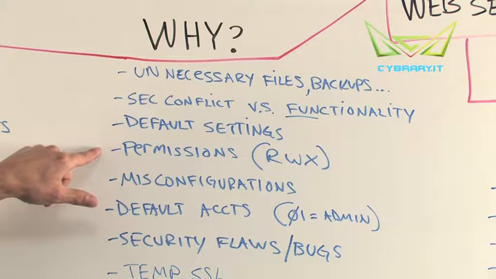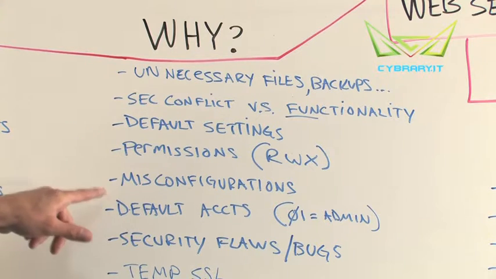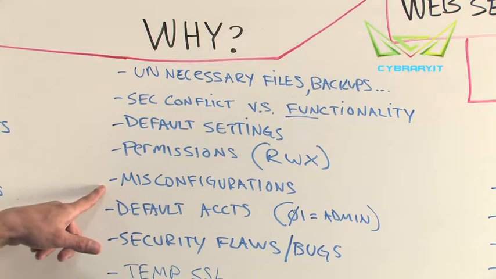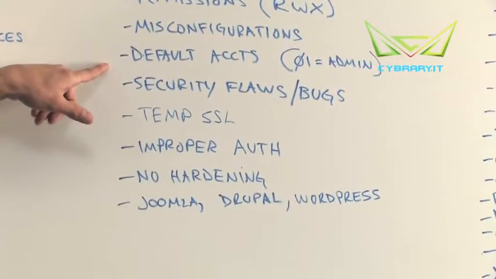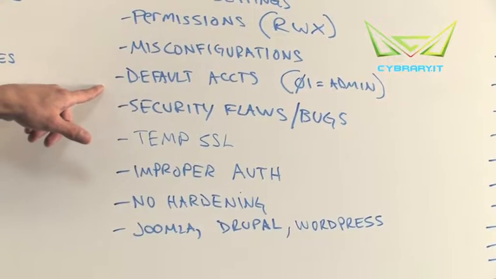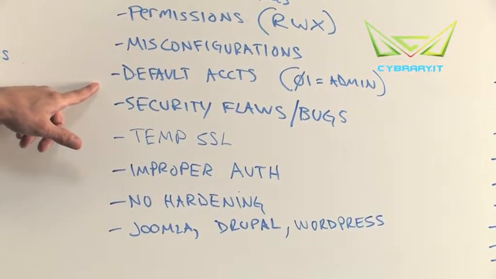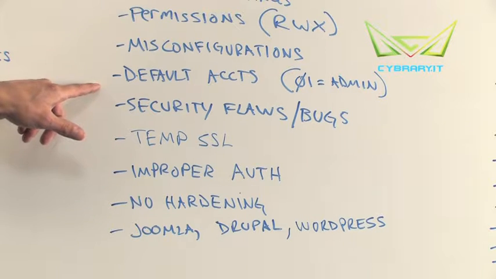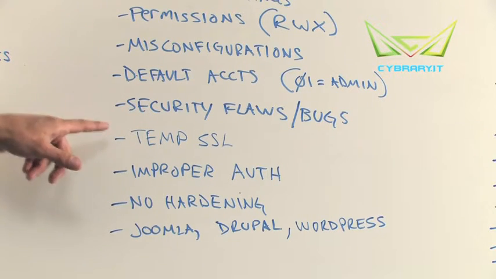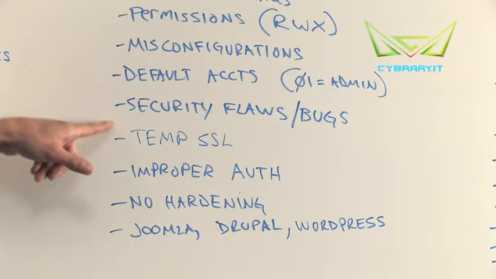So you always look for vulnerable access control. Misconfigurations in whatever shape they come. Default accounts. For example, the first account normally created is typically the administrator account. Second is normally the guest account. So the attacker knows this and is certainly going to try to go after that in terms of enumerating the accounts. Also, plenty of security bugs and flaws.